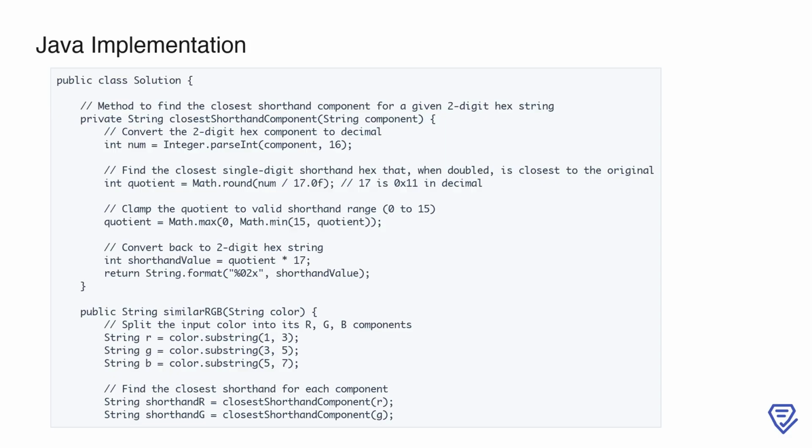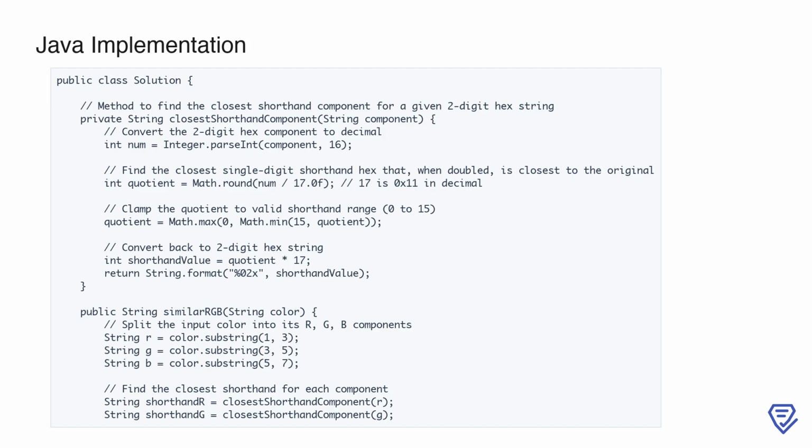First, we convert the input hex string into its decimal equivalent using Integer.parseInt. Then, we calculate the closest shorthand representation by dividing this decimal value by 17, which is the decimal equivalent of the shorthand increment 0x11. Using Math.round ensures that the result is rounded to the nearest integer. Since shorthand values are limited to the range 0 to 15, we clamp the result to this range using Math.max and Math.min. Finally, we convert the shorthand value back to a 2-digit hex string by multiplying it by 17 and formatting it with String.format, ensuring it keeps the proper 2-character format.